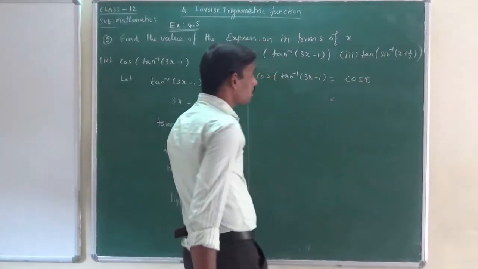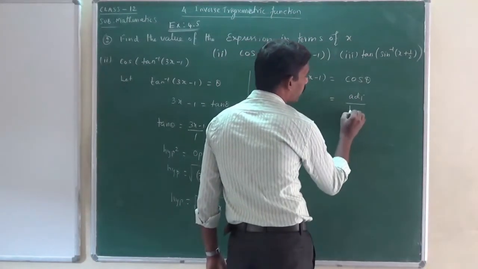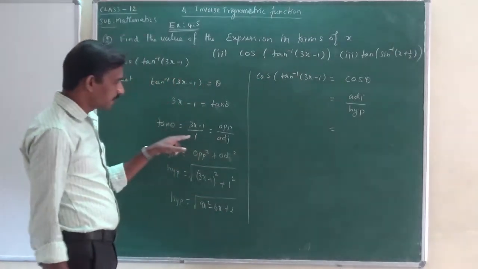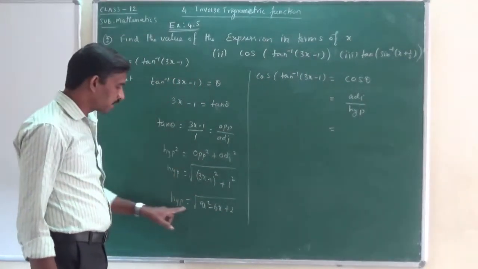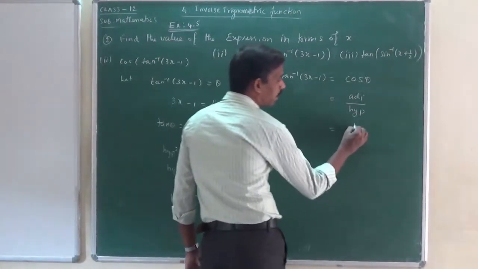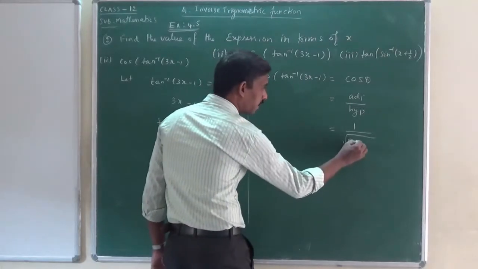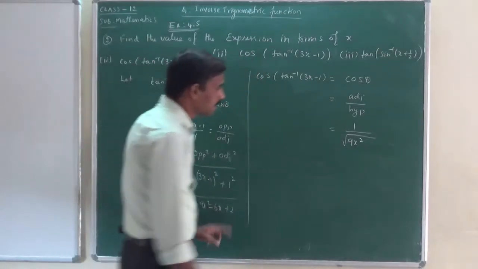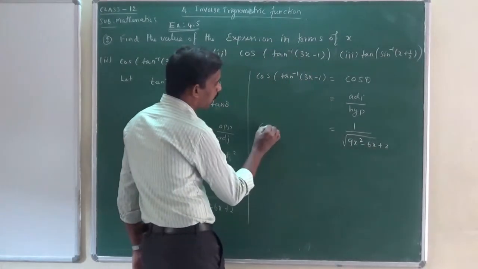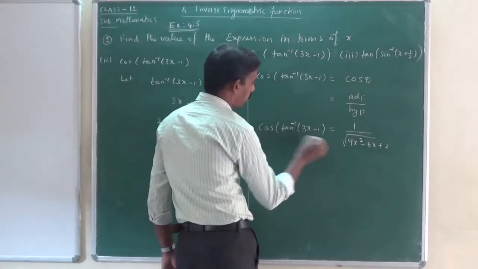Here cos theta we can write as adjacent divided by hypotenuse. So according to this, the adjacent side is nothing but 1 and the hypotenuse side is nothing but root of 9x square minus 6x plus 2. Hence we can write 1 divided by root of 9x square minus 6x plus 2, which is nothing but cos of tan inverse of 3x minus 1.